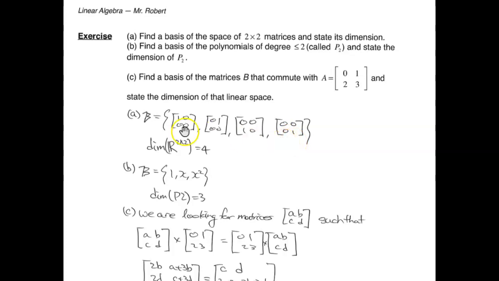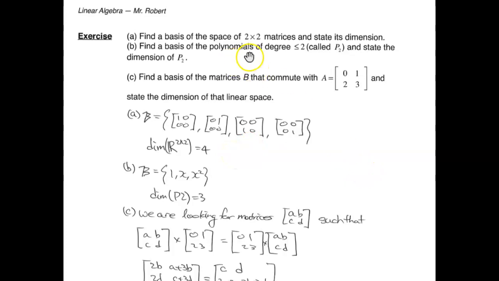For example, it's almost like a recipe. I take 2 doses of that, 3 doses of that, 4 doses of this, and -5 doses of that, and I add them together and I get the matrix 2, 3, 4, -5. So the dimension of the 2 by 2 matrices is 4.